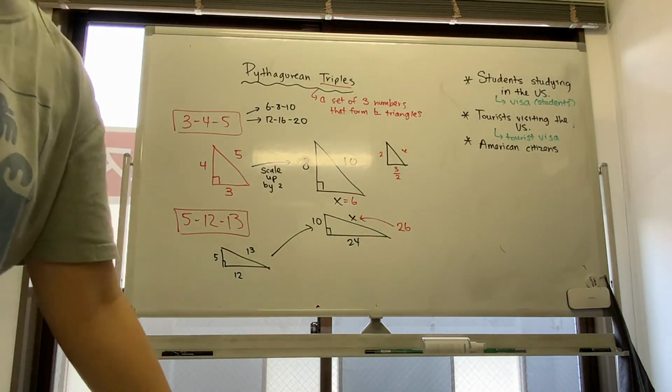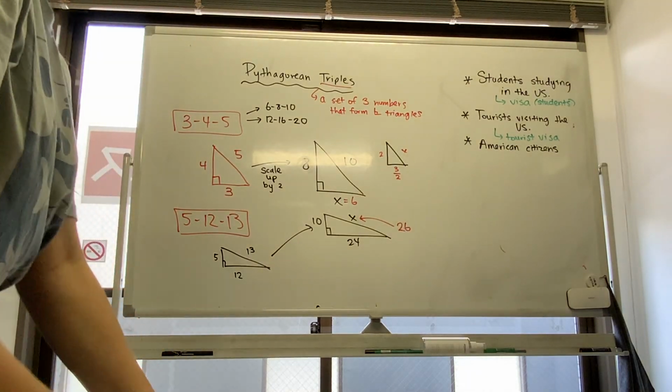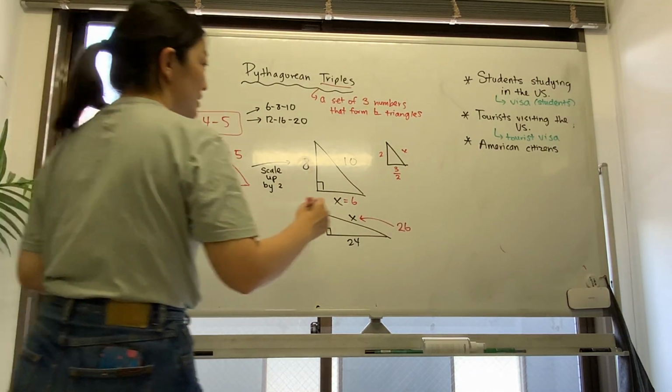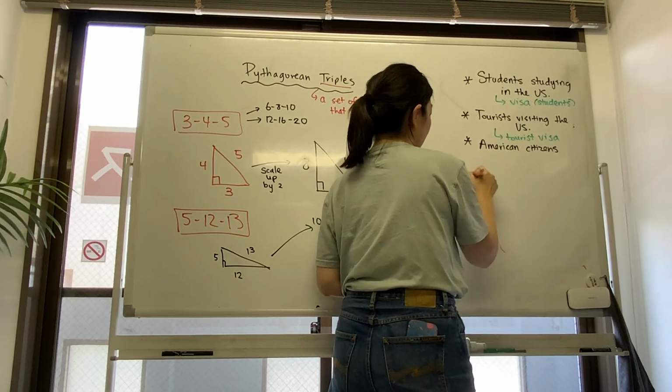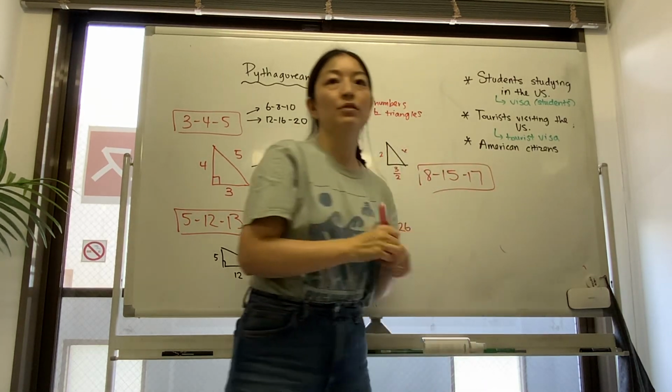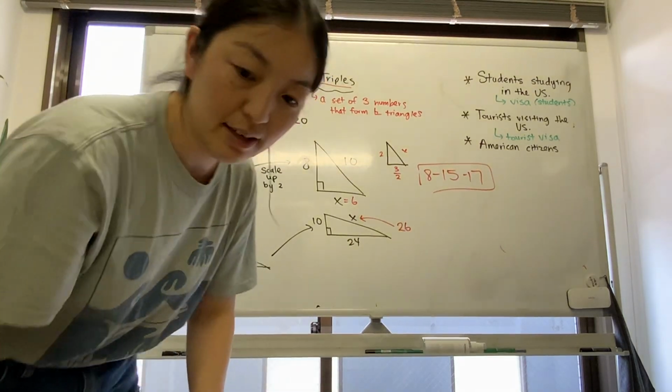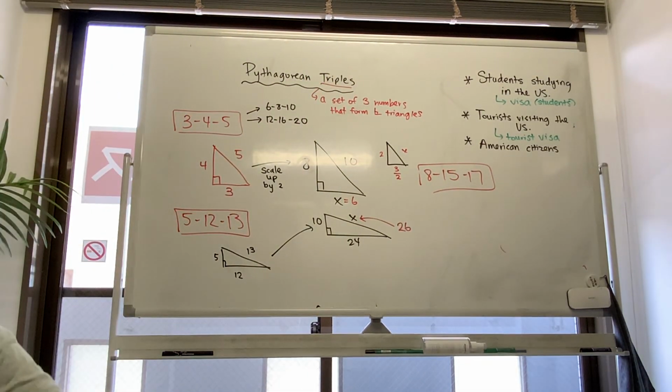We do have worksheets, but this is not the worksheet. The third one that's harder to remember is 8, 15, 17. When you get to high school, that's the one for the SAT or standardized testing. They're gonna pretty much give you Pythagorean.